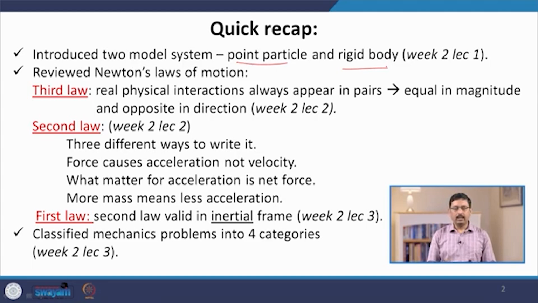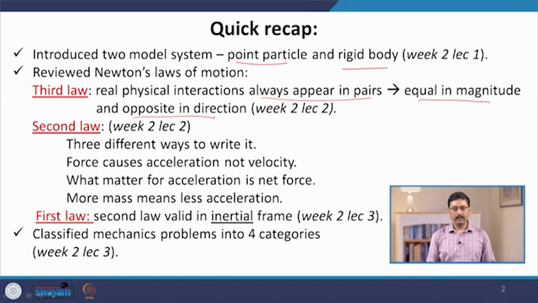Then we reviewed Newton's laws of motion, and here we took an unconventional point of view: we want to understand how to use Newton's laws of motion, rather than only know the content of the statement of the law. So, we started with the third law first, and the basic message is that the real forces, the real physical interactions, always appear in pairs that are equal in magnitude and opposite in direction.